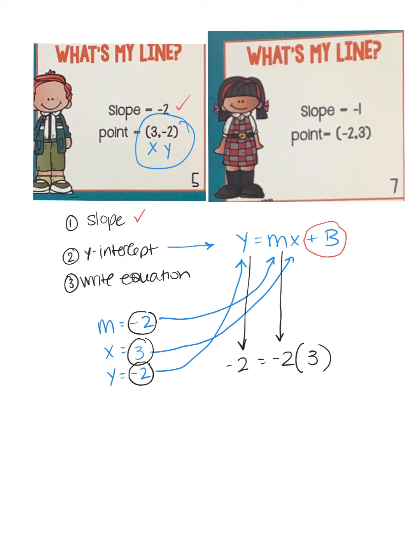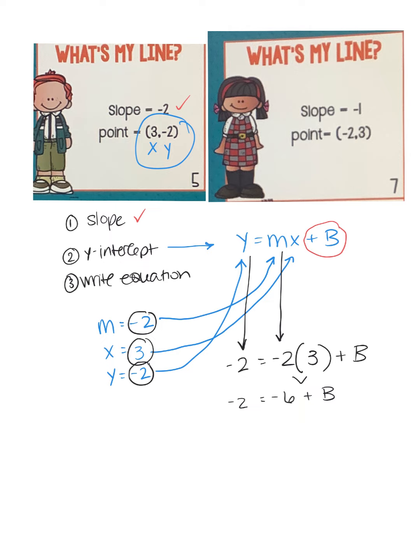The x is 3, and then plus b. And this is what we're trying to find out, the b, that's the y-intercept. From here, we have to multiply. Let me bring that down because that doesn't change. Negative 2 times 3 is negative 6. Still don't know what b is.